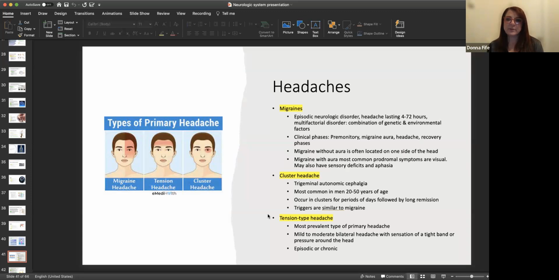Cluster headache, trigeminal autonomic cephalgia. This is most common in men 20 to 50 years of age, occurs in clusters for periods of days followed by long remission, and the triggers are similar to those of a migraine.